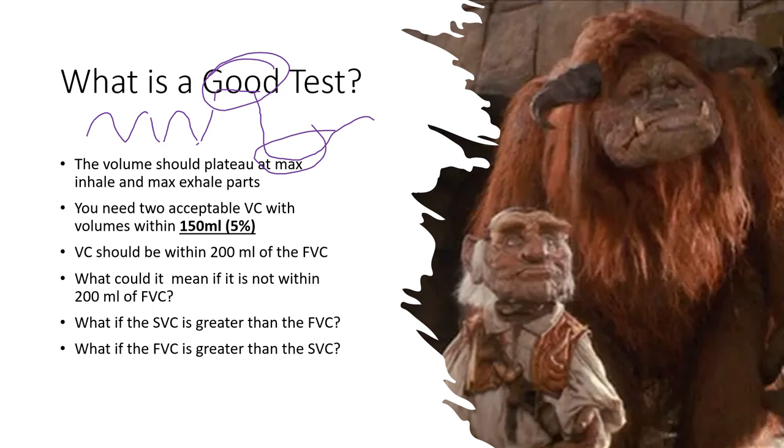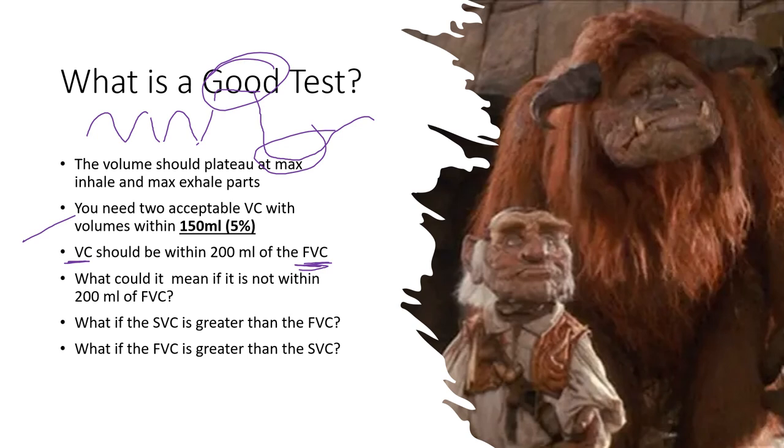In other words, the effort was good. That's a sign of good effort. If they had nothing left to give you, which is what those plateaus mean, that's a sign of a good test. So you need at least 2 acceptable vital capacities within 150 mLs of each other, or 5%, depending on the patient's size, of course, but you need them within 150 mLs or 5%. Vital capacity should be within 200 mLs of the forced vital capacity. So if you're comparing the slow vital capacity to the forced vital capacity, they should be equal.